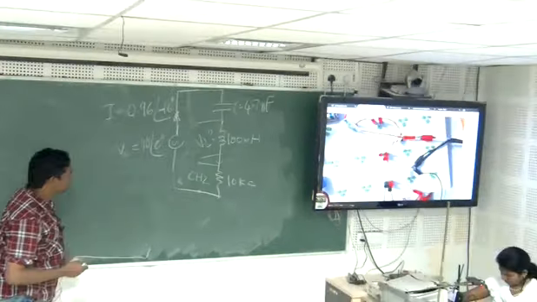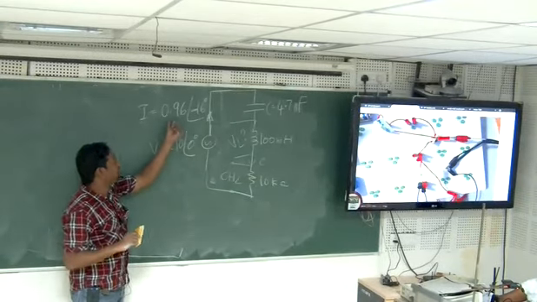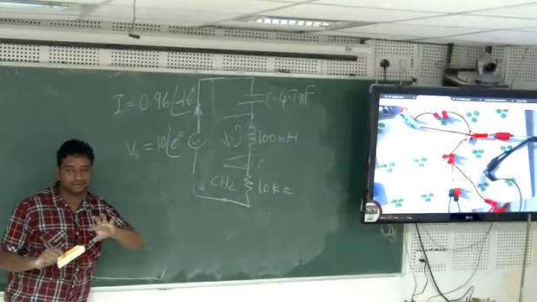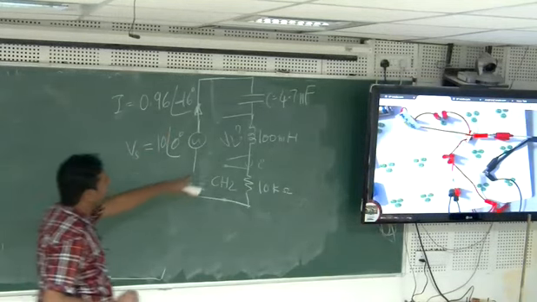Now remember that this 10 was a 0 to peak value. Therefore, this 0.96 is also a 0 to peak value. Otherwise, normally we use RMS value. Don't get confused. Now, what is VL?